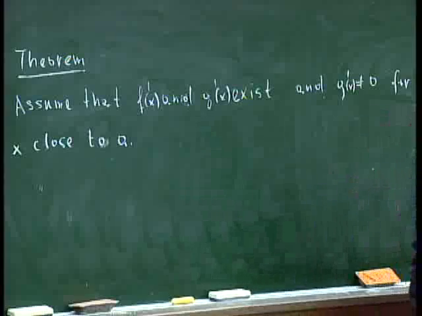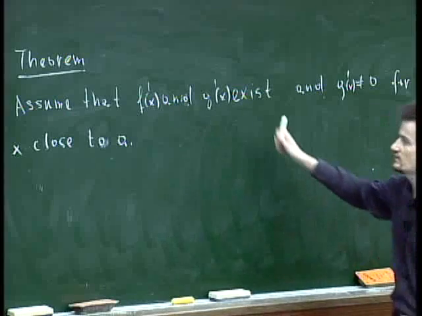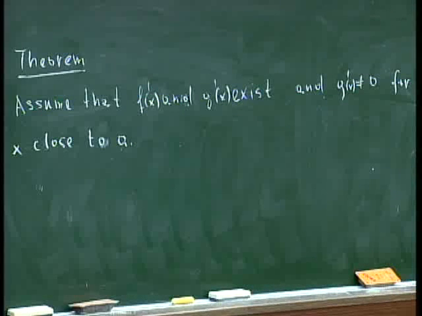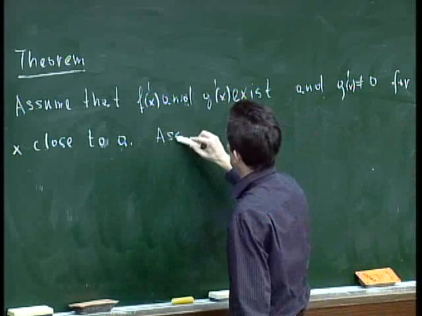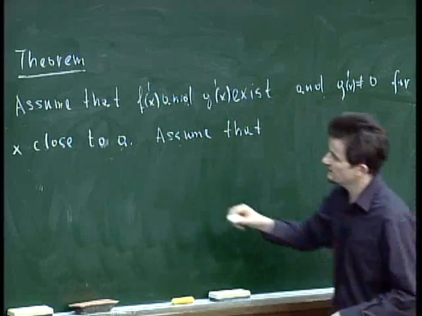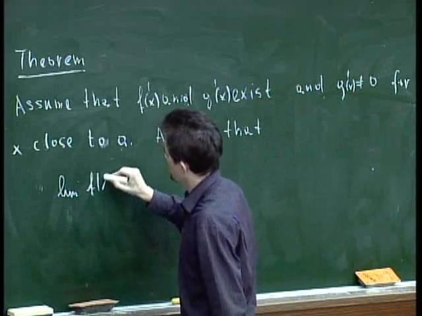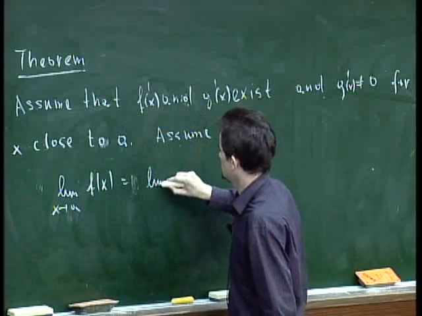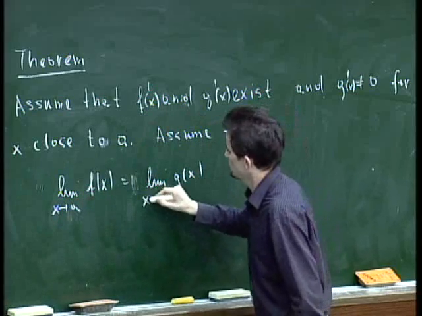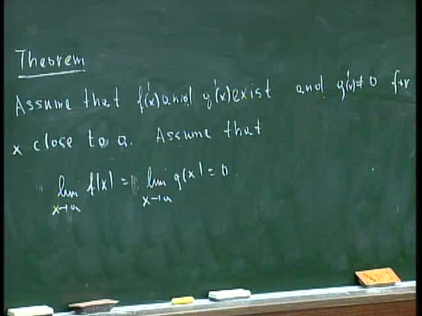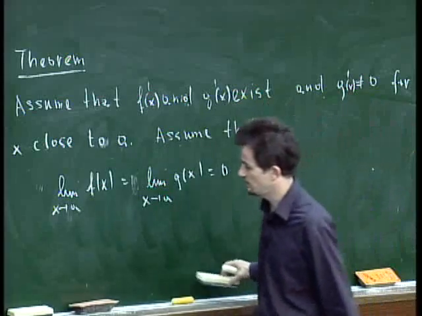Okay, but as always, if we consider limits, it's not necessary that those assumptions must be satisfied at a itself. For instance, the original functions maybe are not even defined at a. Assume that the limit of f of x as x tends to a is equal to the limit of g of x as x tends to a is equal to 0. So I just discussed the case 0 over 0. The case infinity over infinity is handled in the same manner.